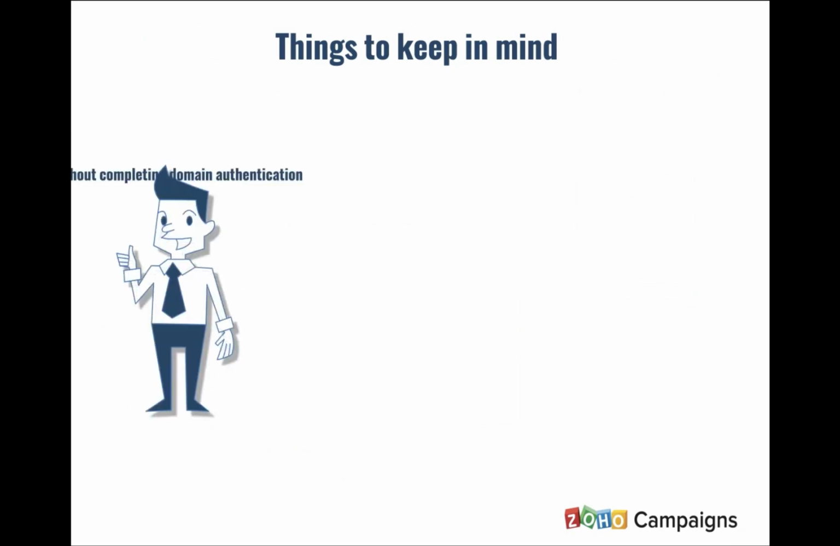Before ending the webinar, let's take a look at some of the more important things that you need to keep in mind. John says, first and foremost, you need to complete your domain authentication. That's one of the most important aspects in email deliverability. With domain authentication, you not only ensure your emails reach the inboxes of your recipients, you also ensure that there is a safe delivery in the process.